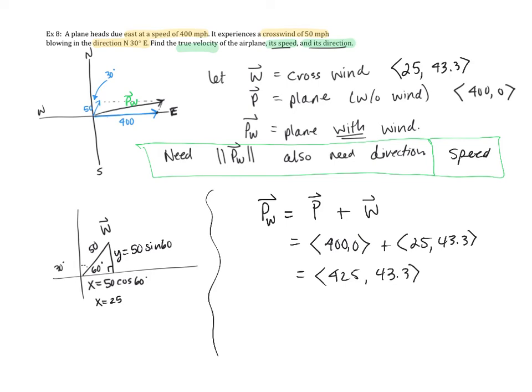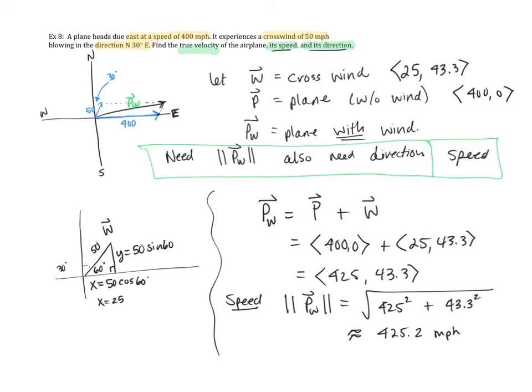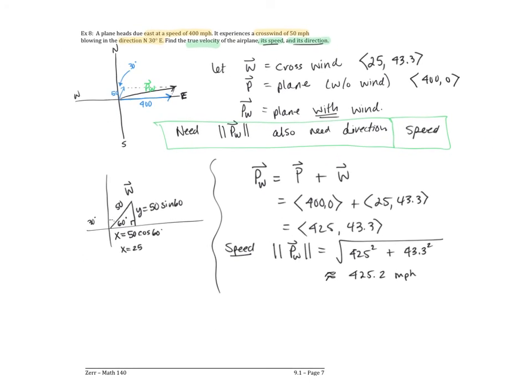Okay, now we need to find its speed, and that is the magnitude. So we would have 425 squared plus 43.3 squared, square root of the sum. Okay, so we get approximately 425.2, and we're in miles per hour for this problem. Okay, so my next thing is I need to find the direction.